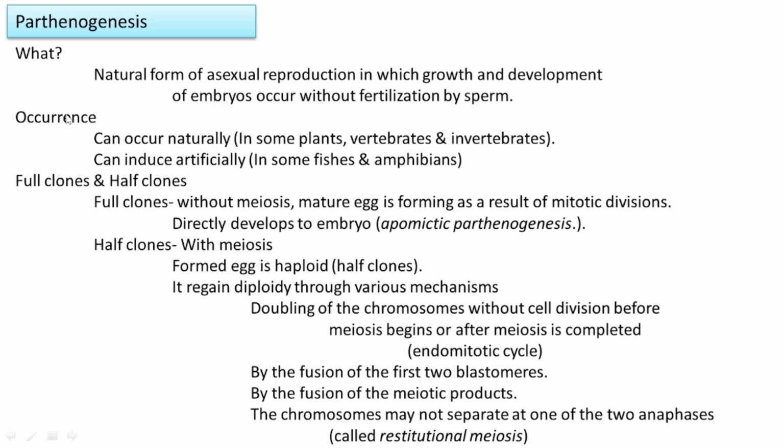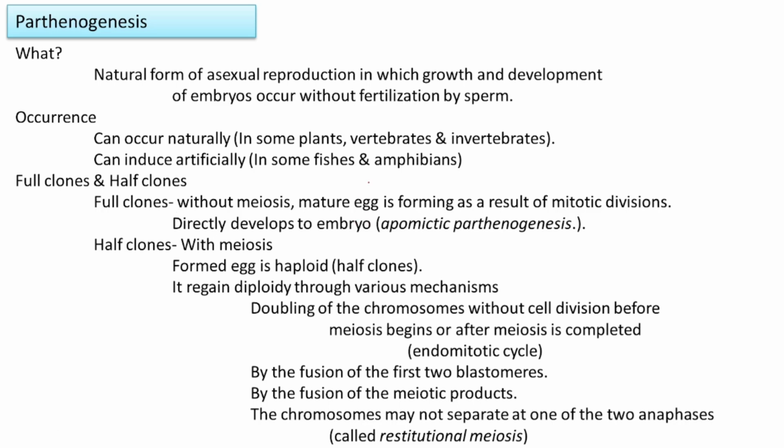Then, where will this type of asexual reproduction occur? It can occur naturally in the case of some plants, some vertebrates, some invertebrates, and also artificially we can induce parthenogenesis in some fishes and amphibians. Next, we need to understand two terms, that is full clones and half clones. Full clones, I will explain first.